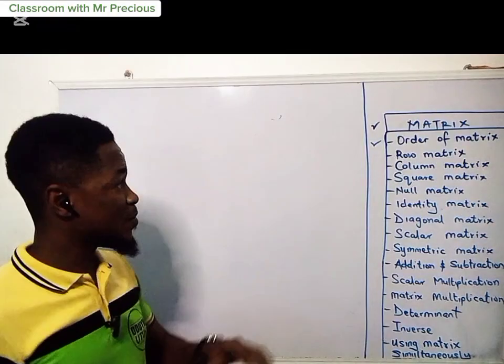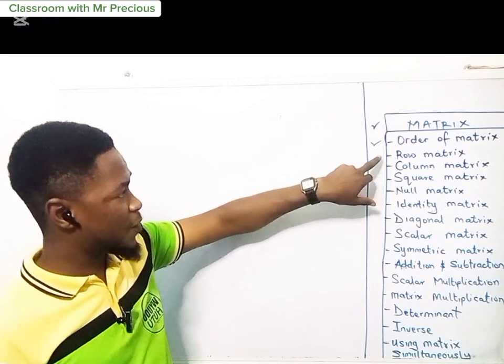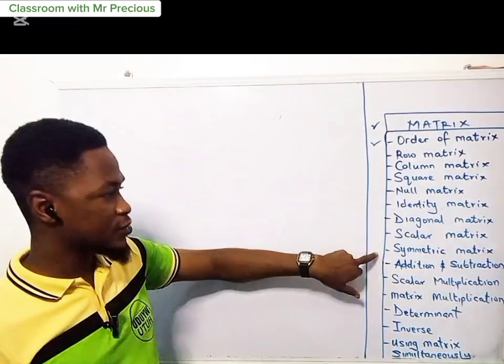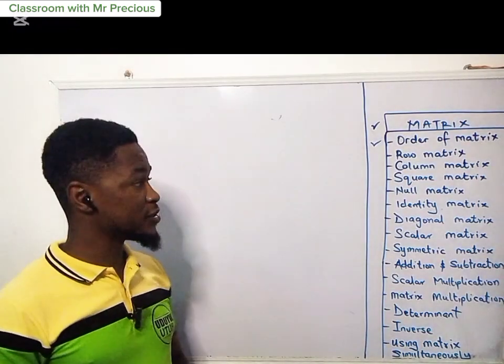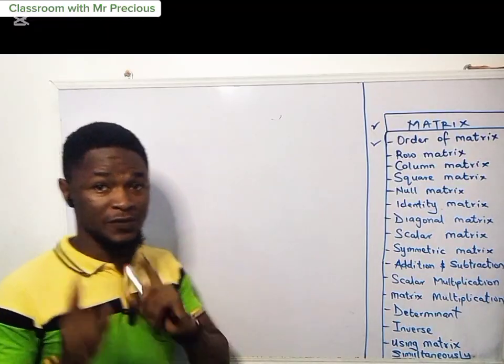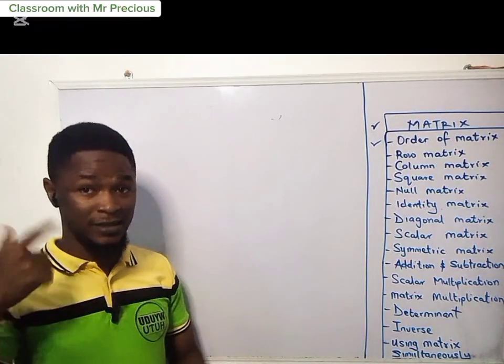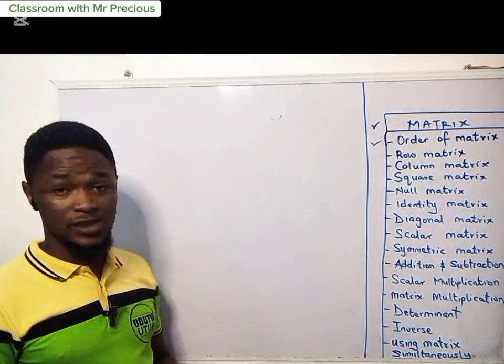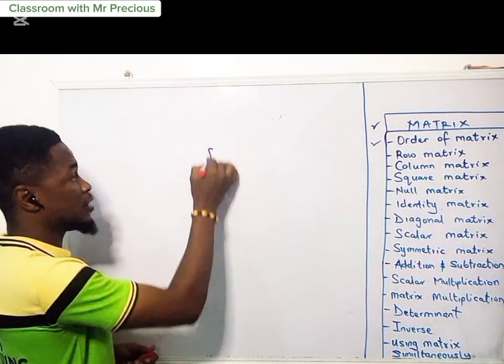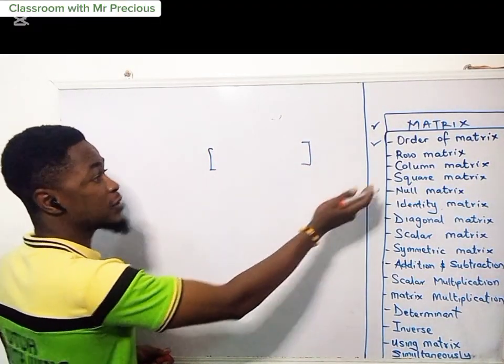So let's be taking it one by one. We now know what order is. From here down to symmetric matrix, these are types of matrix. I'm going to be doing it very fast. If you don't understand, pause the video and listen to what I said again. What is a row matrix?